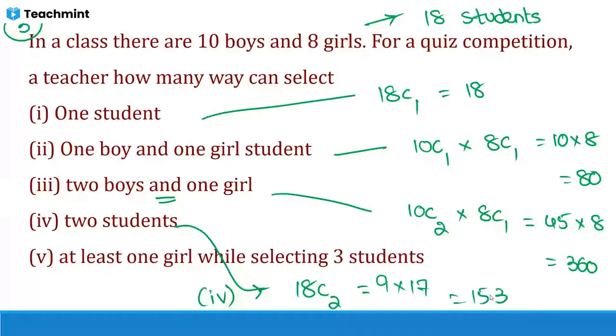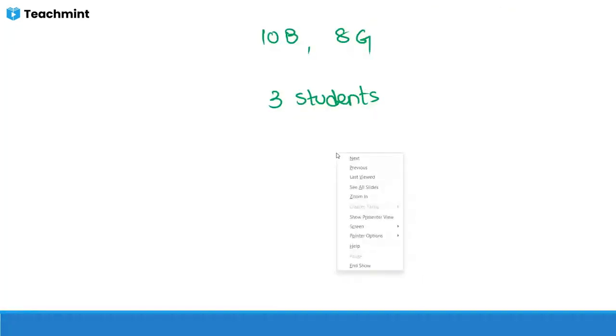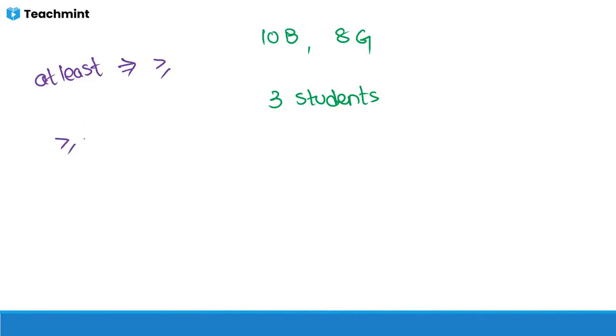That too integers. Now the fifth question, you want to select three students. We have 10 boys, 8 girls. You need three students, but the condition they gave is at least one girl, minimum one girl. So at least means minimum, either greater than or equal. At least one girl, so greater than or equal to one girl.